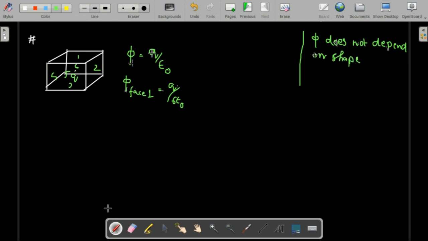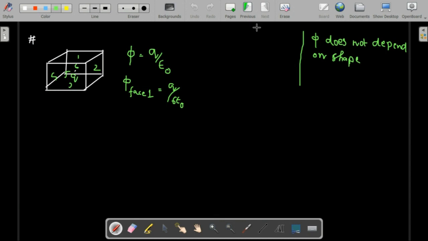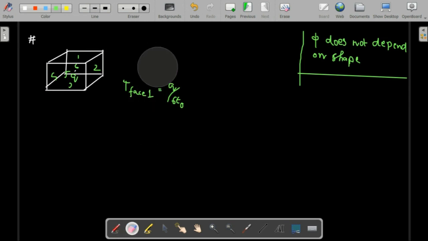We can see that from this problem. This is q by epsilon naught. In the previous problem, it was again q by epsilon naught, whether it be a circle, semicircle, maybe a cube, and so on. It does not depend on the shape. It just depends on where the charge is exactly placed, how much is the symmetry. Those are the important points. This is one more thing that we should remember, but I'm not going to discuss this because it is very obvious.